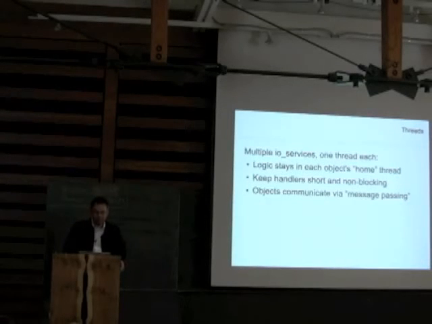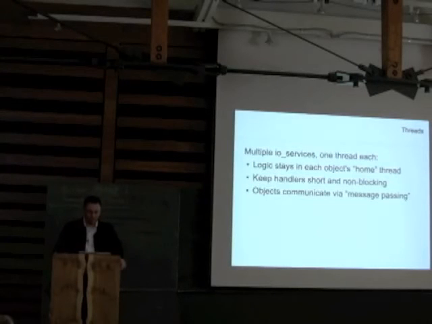Okay, so the next approach you might want to use is multiple IO services, but one thread each. You would tend to use this if you have a design that can be partitioned cleanly, where there are a lot of objects that don't necessarily need to communicate and don't have much shared state, so you can load balance them across a pool of IO services. There is an HTTP server example in ASIO that does this. You still need to keep your handlers short and non-blocking, as in the single-threaded case, because if you don't, you'll be holding up other handlers running on the same IO service.